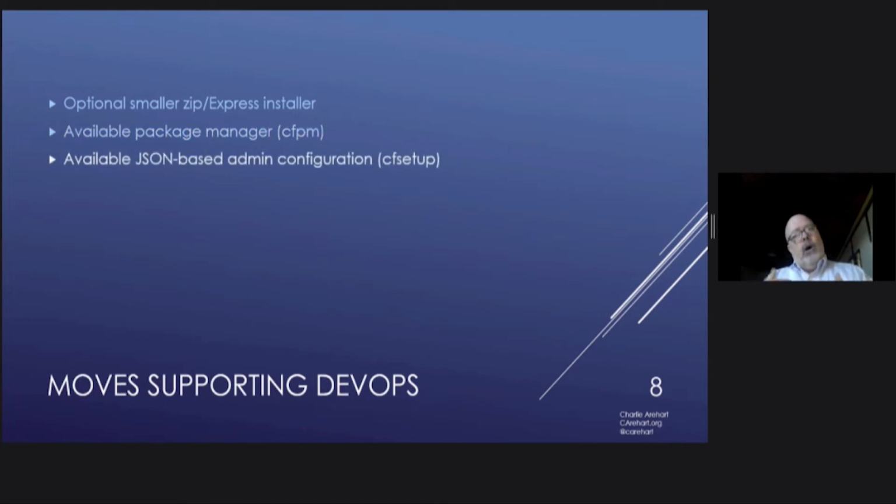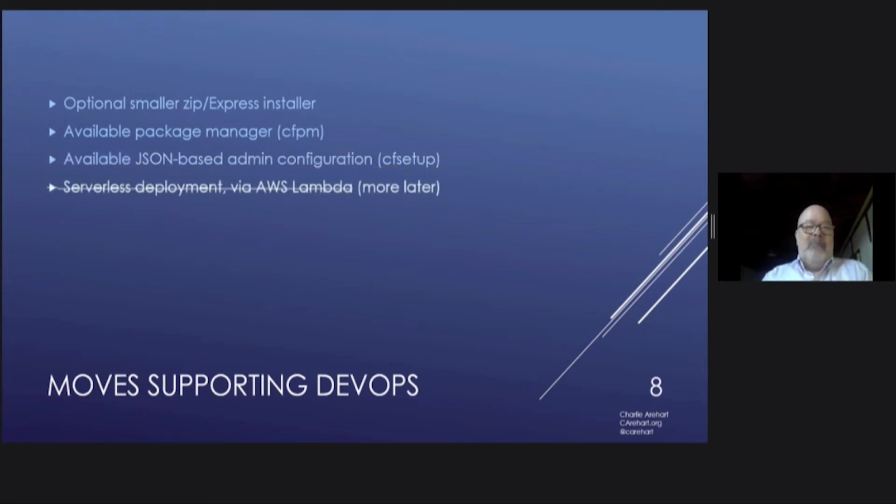And then when you're doing especially automated deployment, you want to be able to facilitate automated configuration of admin settings. And we've always had the CAR file mechanism. Well, now we have a JSON-based admin configuration with a thing called CFSETUP. And I know that's going to sound familiar to folks with other experience. We'll talk about that in a moment. And then you'll see I added here last year this thing called serverless deployment by AWS Lambda. You see that stricken out, and we'll explain why in a moment.